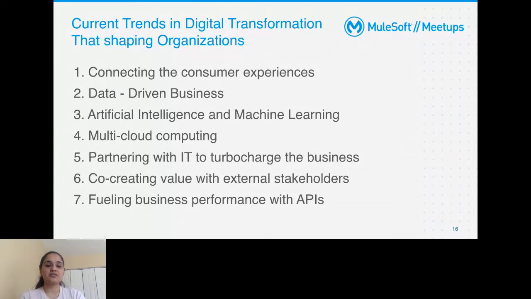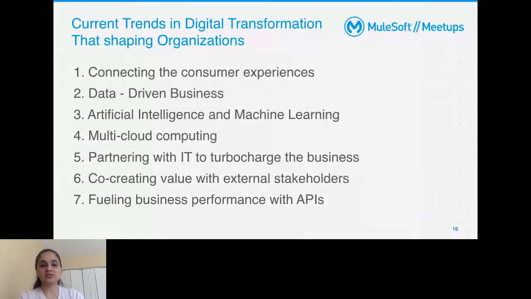IT has to understand the consumers, and they need to provide the solution that the consumer likes. For that, they need to partner with the business. They also need to give some asset ownership to the business, like experience APIs. And even the business needs to leverage IT.